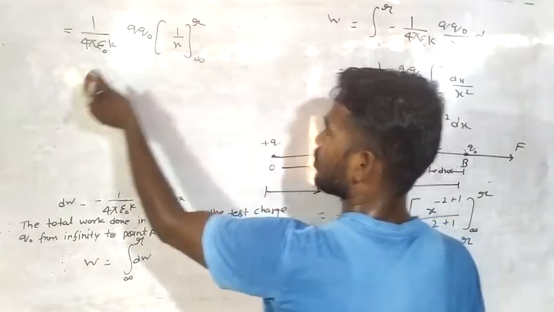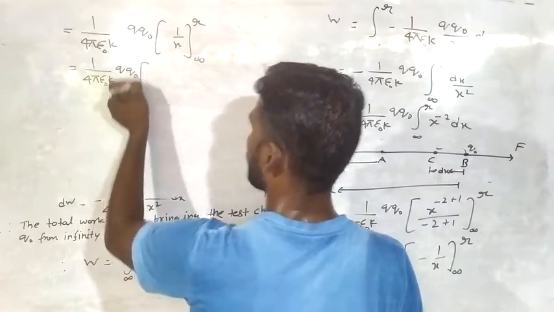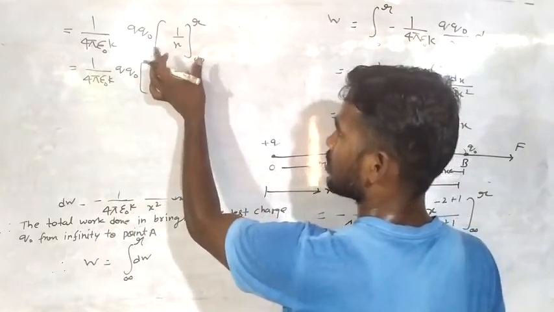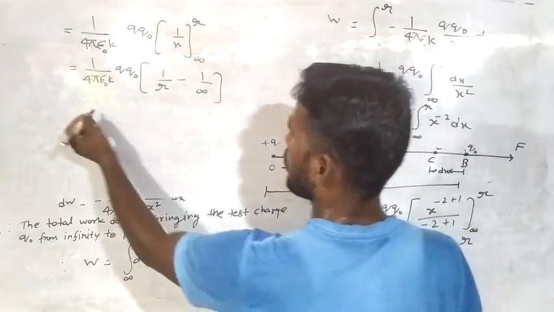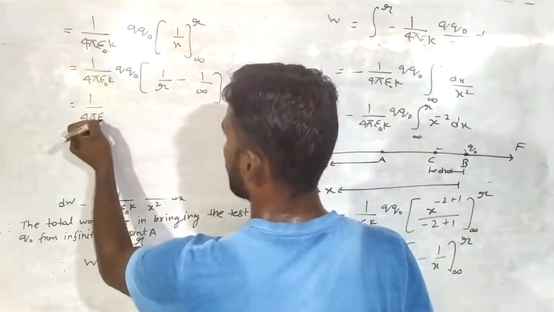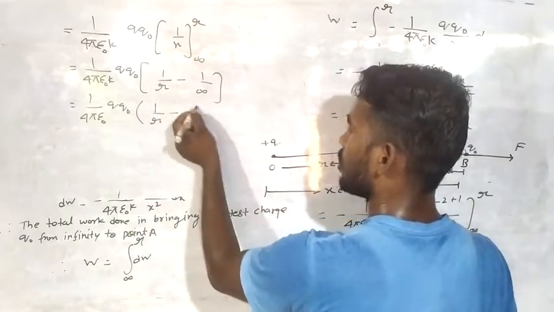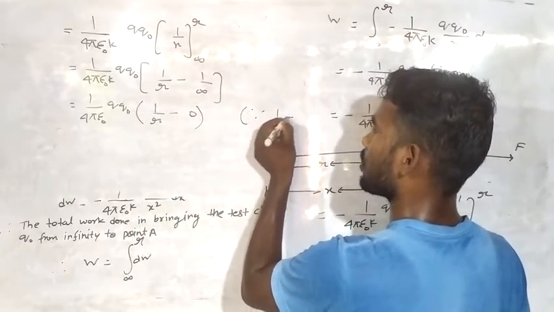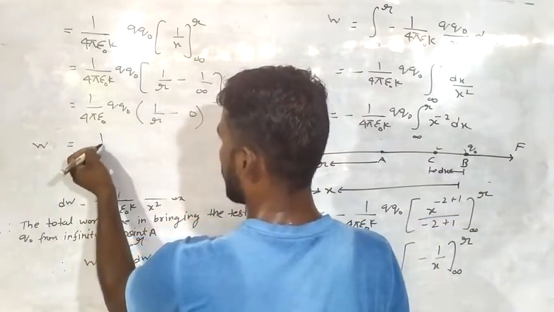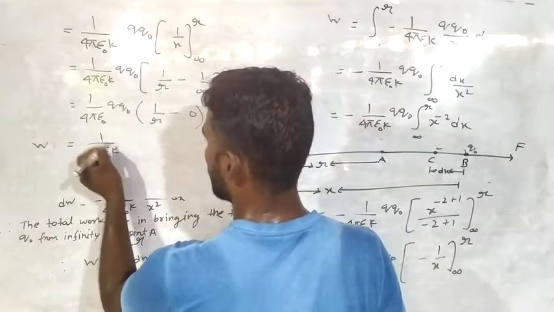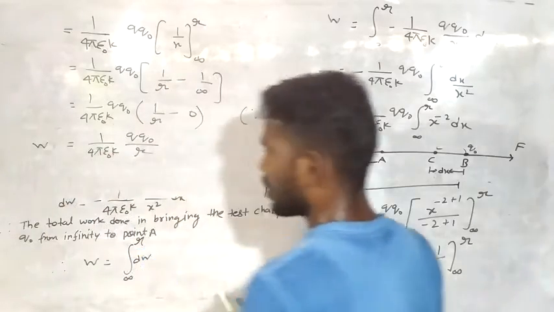Now we put the limits in the bracket: 1 upon r minus 1 upon infinity. So 1 upon 4 pi epsilon naught k Q Q naught times 1 by r, and the infinity term will be equal to 0. How? Since 1 upon infinity is equal to 0, we know that. So this will be equal to 1 upon 4 pi epsilon naught k Q Q naught upon r. This is the total work done.